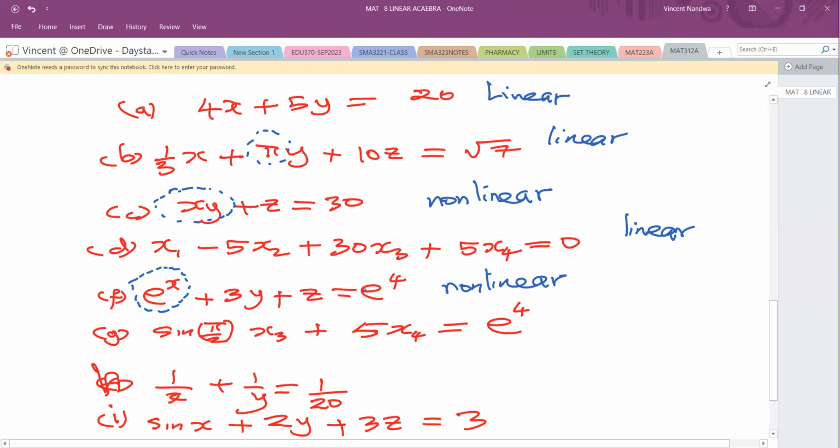Linear or nonlinear? Linear, because you see sine pi over 2 is just a number, okay? This is just a real number. Then also e power 4 is just a real number. So there's no complication of the terms, okay?